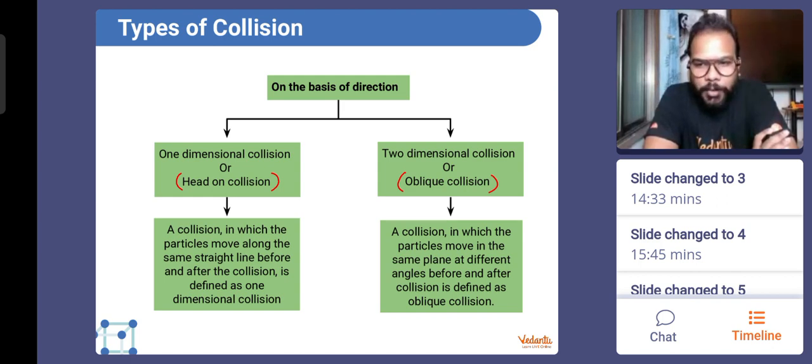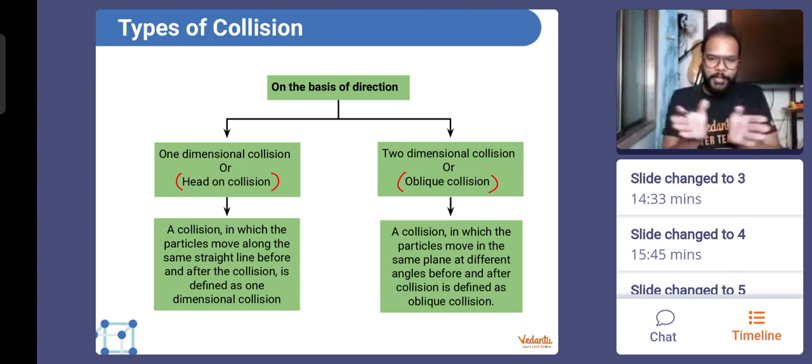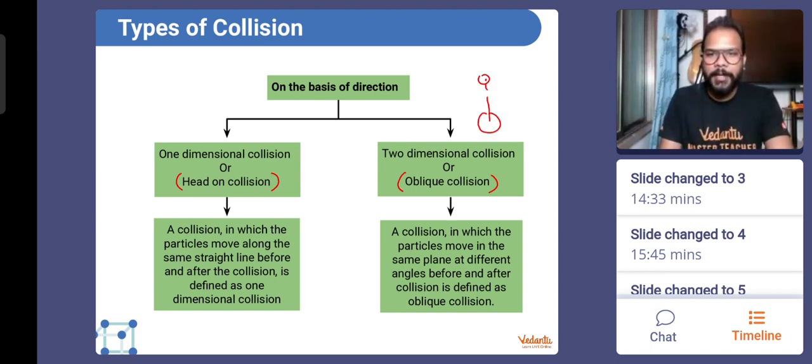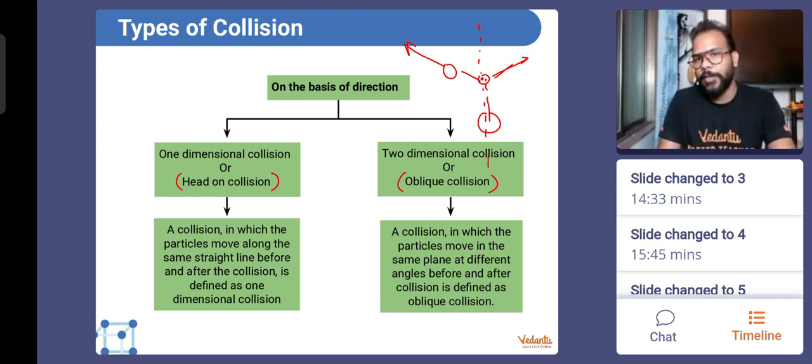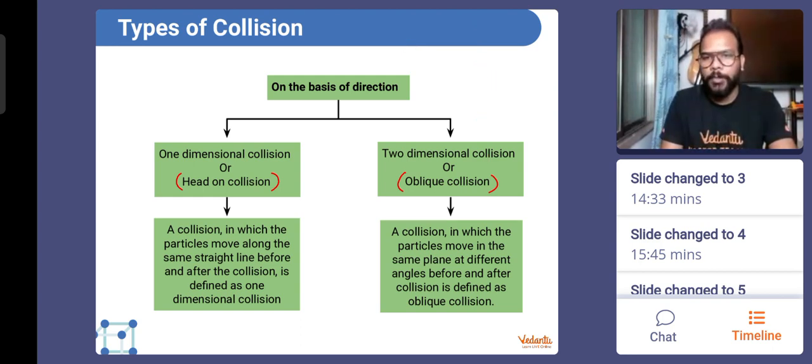So, Antriksh, have you ever played carom board? When you play carom board, the striker goes and hits a coin. You must have seen them move in different directions. Maybe this is the coin, this is your striker. After the collision, the coin goes here and the striker goes here. So after the collision, they don't follow the same line where they were placed. That collision is called an oblique collision. Okay?